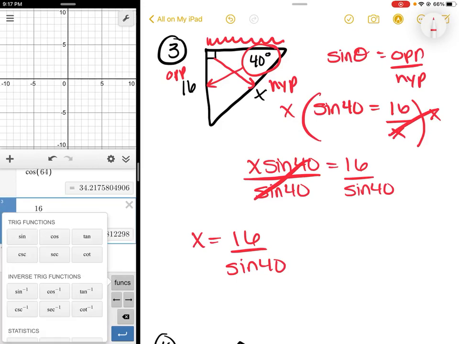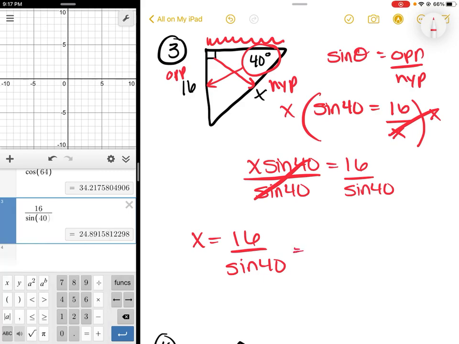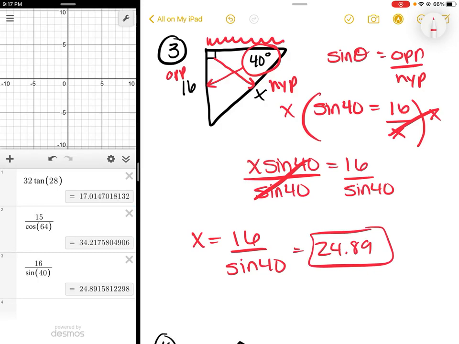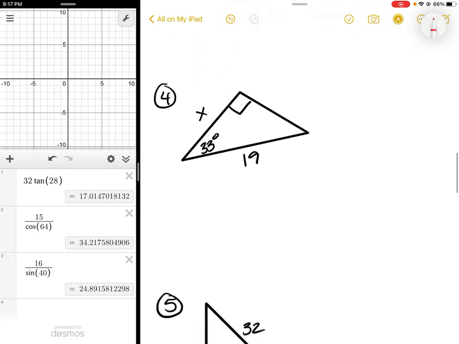All right, and I told you, where your trig functions are, we're only using the top 3 in this math class. So my answer is 24.89. Now, always just double check to make sure it didn't throw you out of degree mode. Sometimes the calculator will do that. All right, so 4. Let's keep going. We're going to do a couple more.